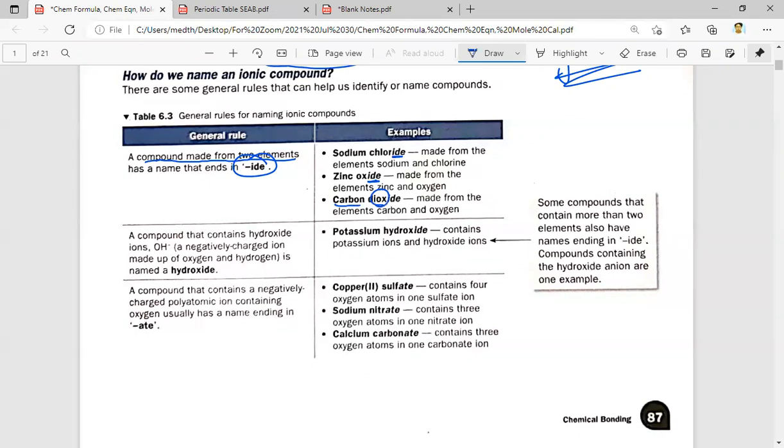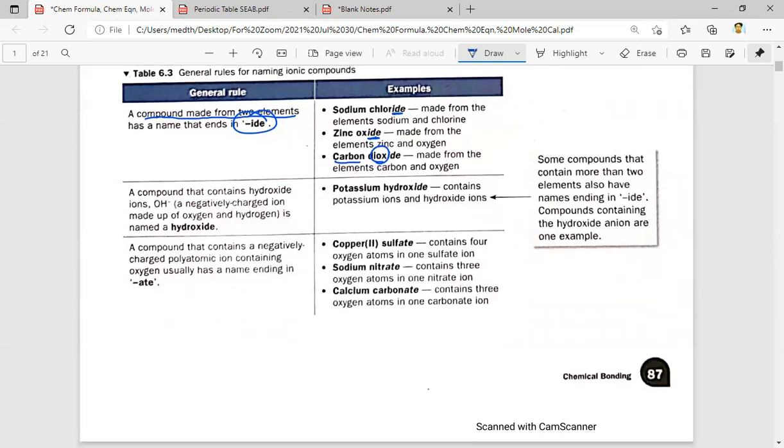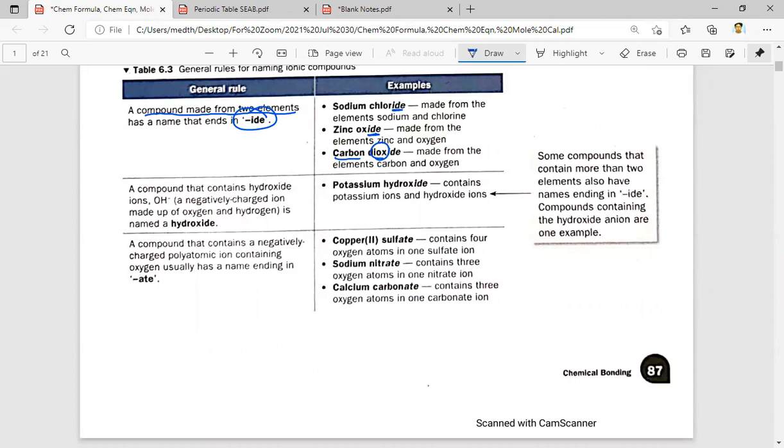We know that the word oxide tells you that it's bonded with oxygen. So once the compound name ends with IDE, you will know that it's made out of only two elements. That's how you generally name two-element compounds. The other naming that you will tend to see is based on these two. First one is hydroxide. For example, potassium hydroxide consists of potassium and hydroxide ions. So the first ion I need to remember is hydroxide ions.